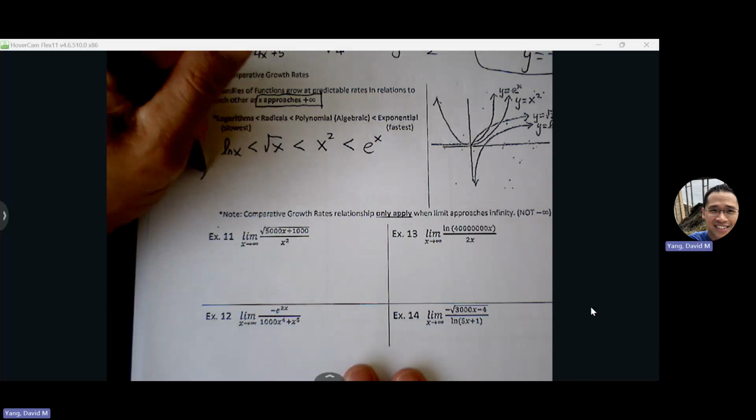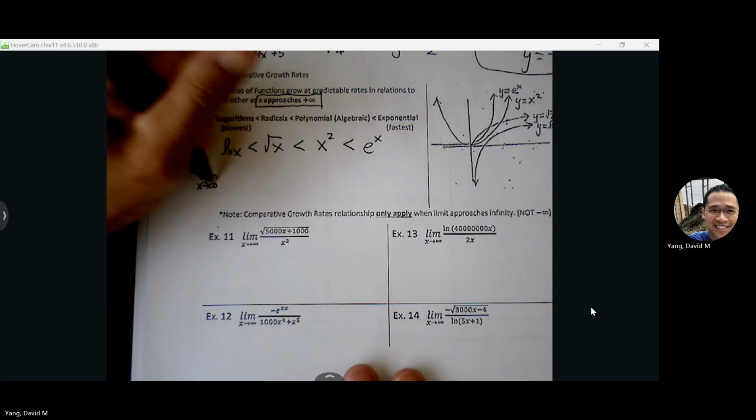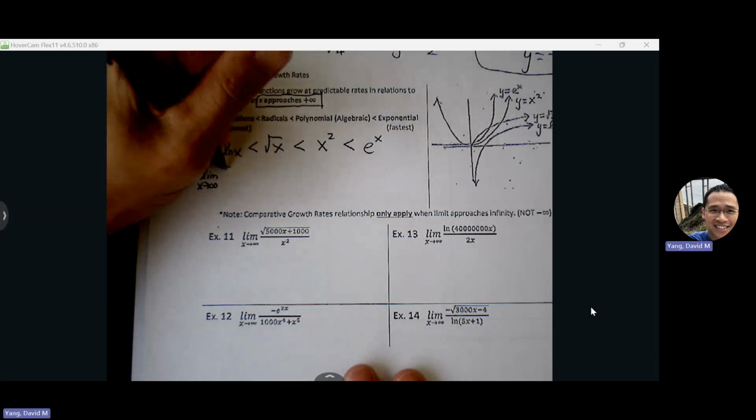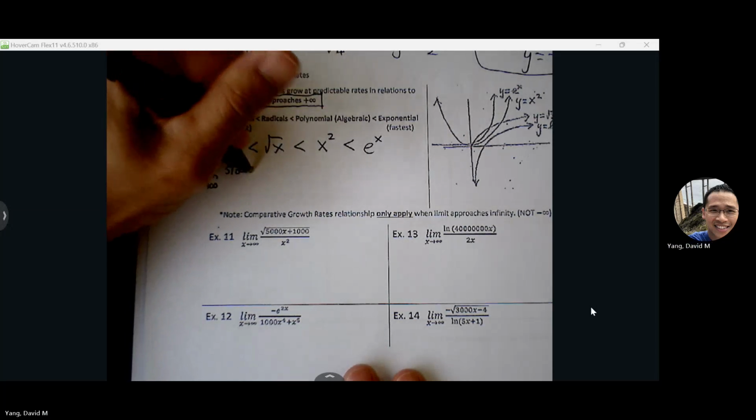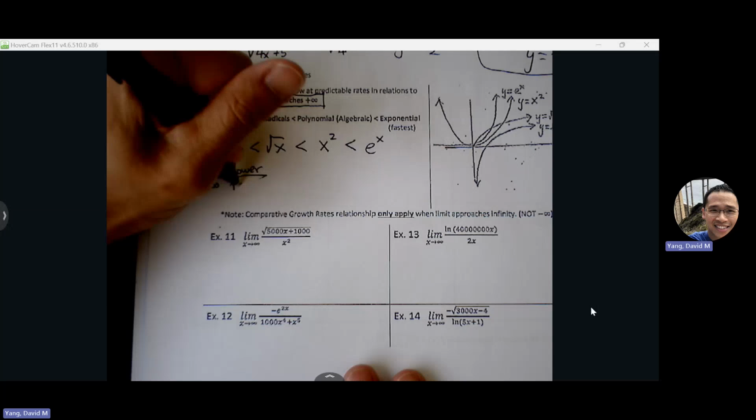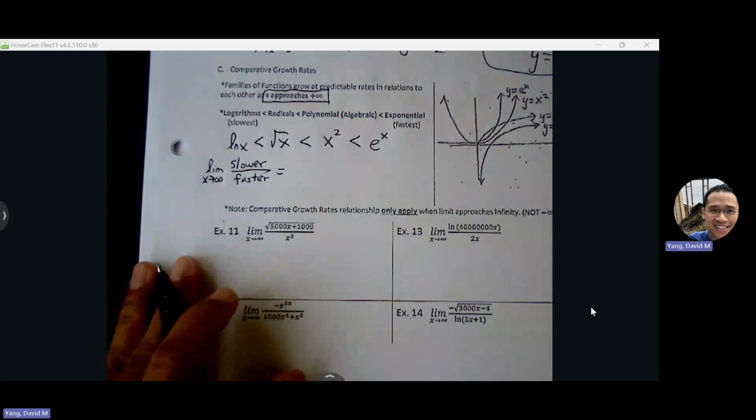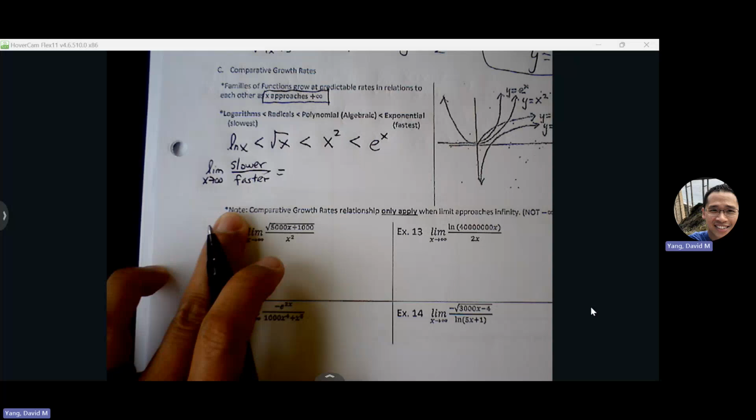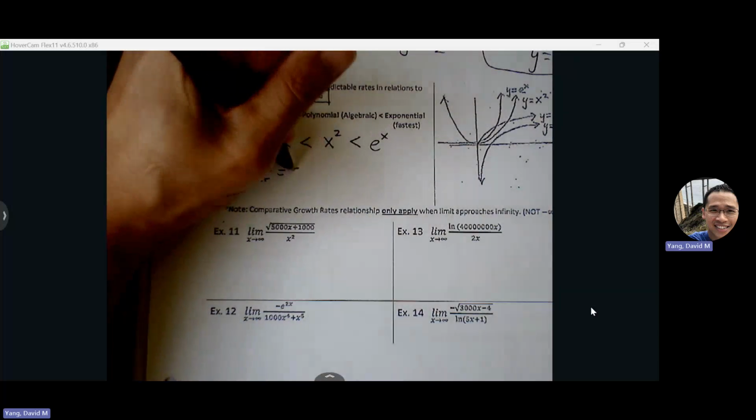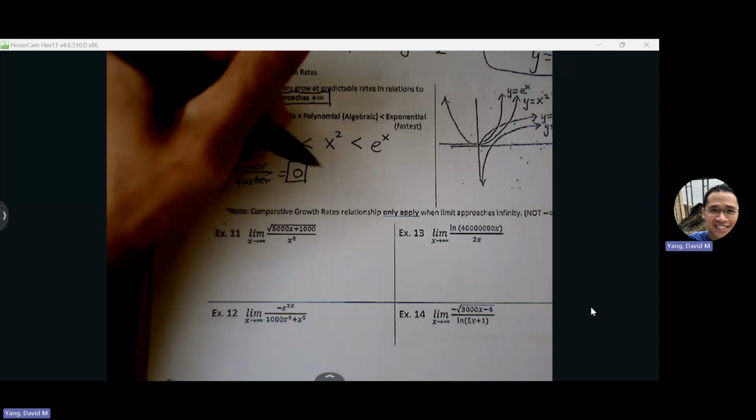If I say the limit as x approaches infinity, if I have a slower function over a faster function, what's going to happen to my fraction? 0. My denominator is getting larger faster. That fraction is getting smaller and smaller. And eventually, we know the limit is going to go to 0.